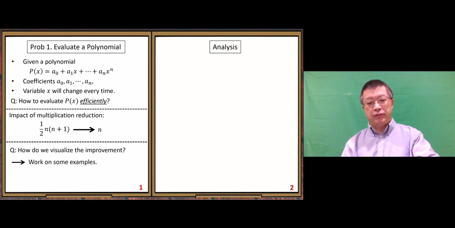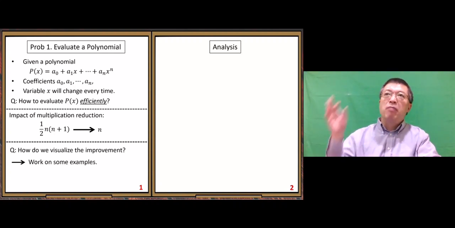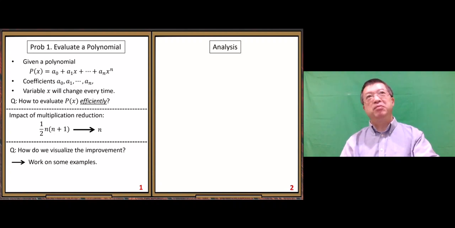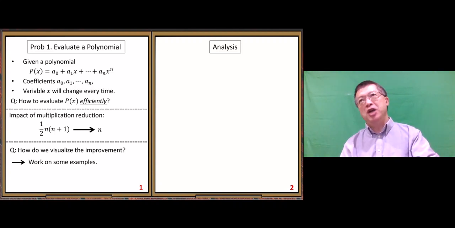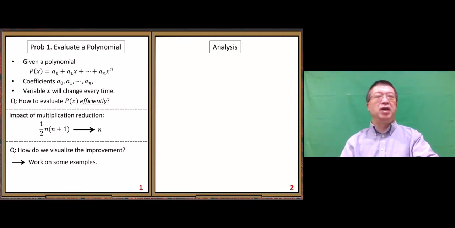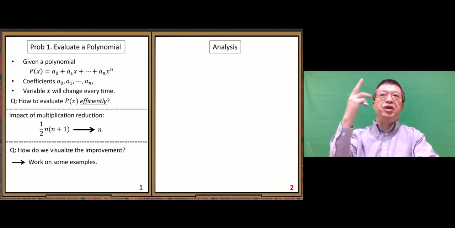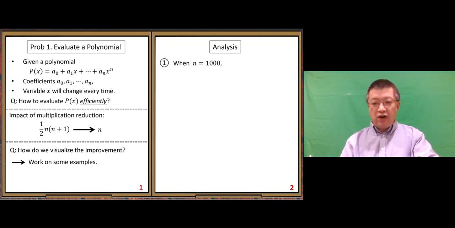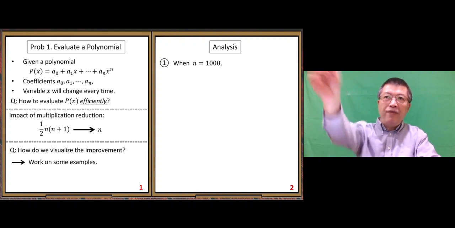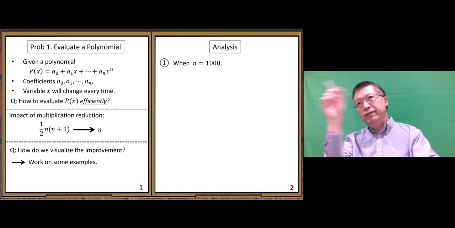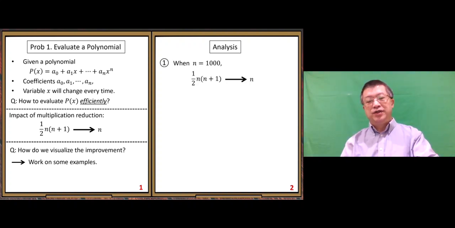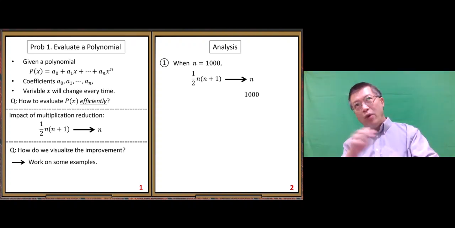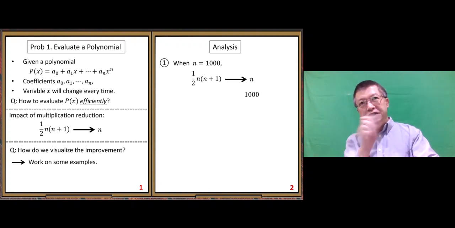Okay, yeah. All right. Let's work on some concrete examples to see the big difference. Here, I just want to use two simple examples. Then that should be enough to see the big difference. The first one, when n equals 1,000, you plug in those two formulas so you can see the difference clearly.